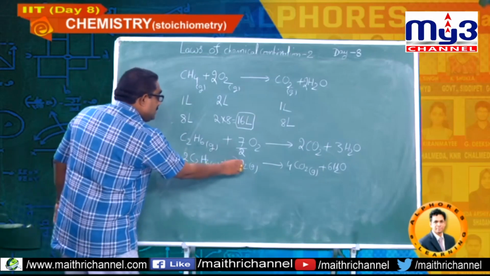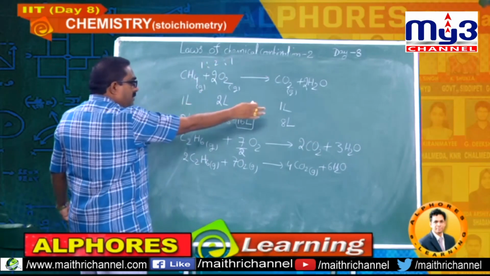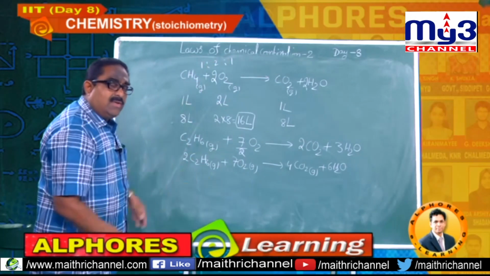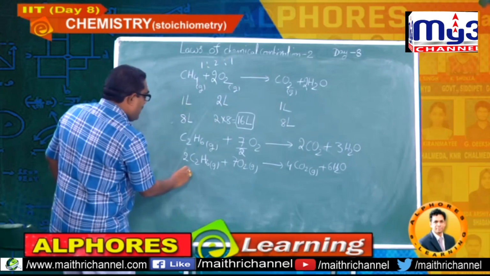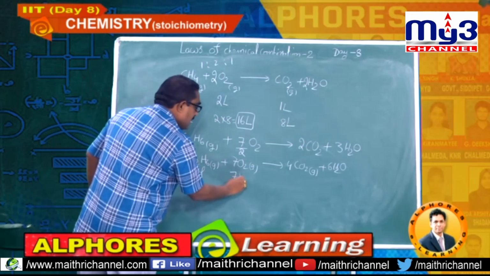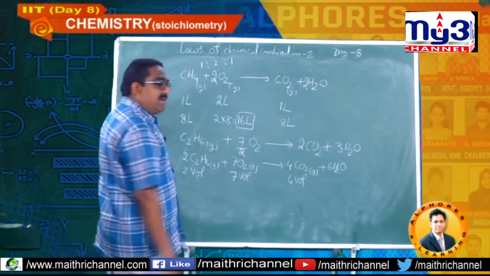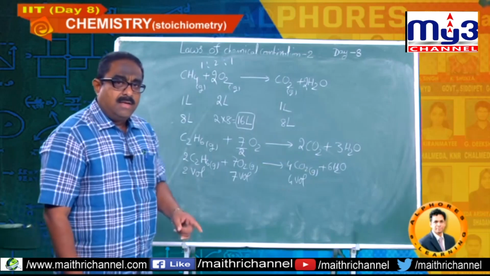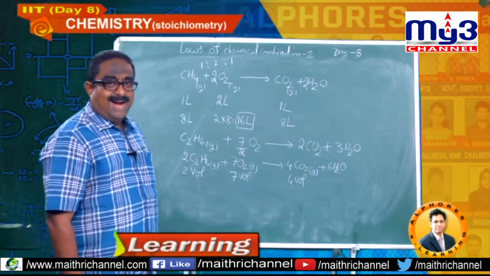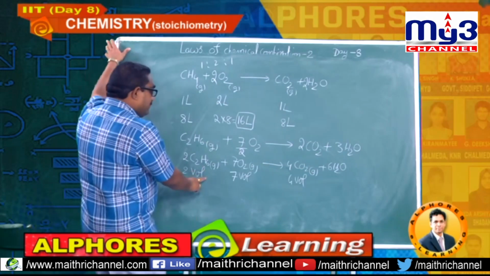What is the mole ratio? Here also the mole ratio is 2:7:4. Mole ratio is equal to volume ratio. Here also moles ratio is equal to volumes ratio. Simply you can write 2 volumes need 7 volumes and form 4 volumes of gases under similar conditions. Don't forget about that.